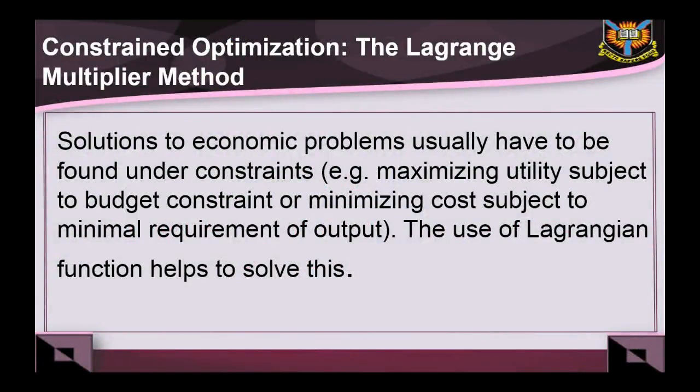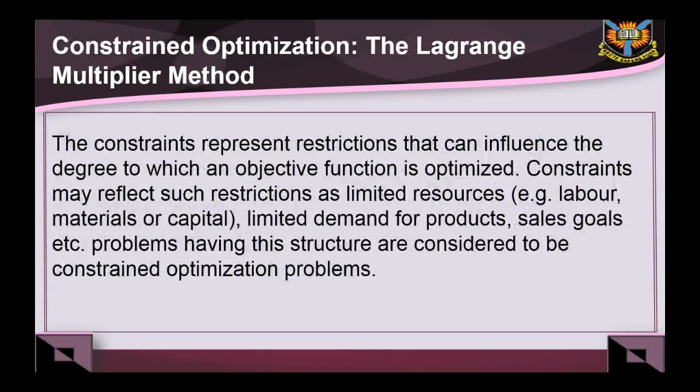Solutions to economic problems usually have to be found under constraints, e.g., maximizing utility subject to budget constraint or minimizing cost subject to minimal requirement of output. The use of Lagrangian function helps to solve this. The constraints represent restrictions that can influence the degree to which an objective function is optimized.